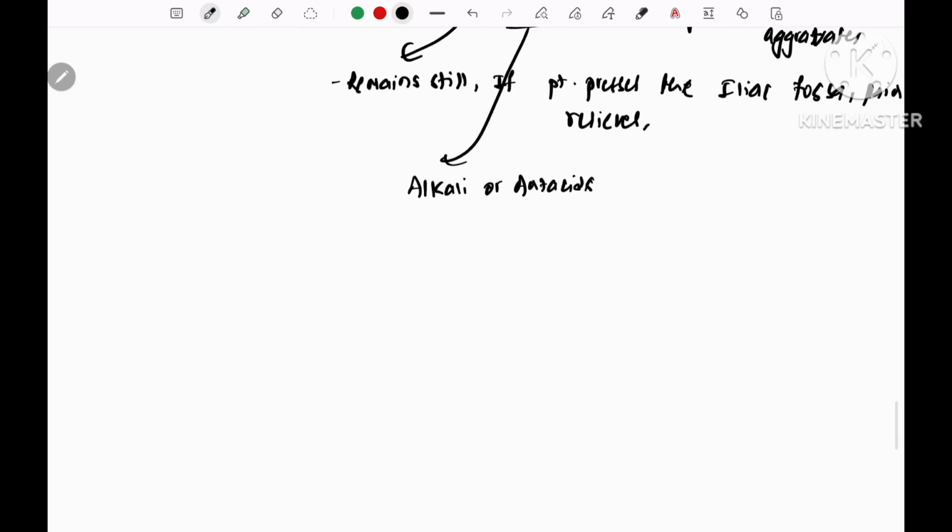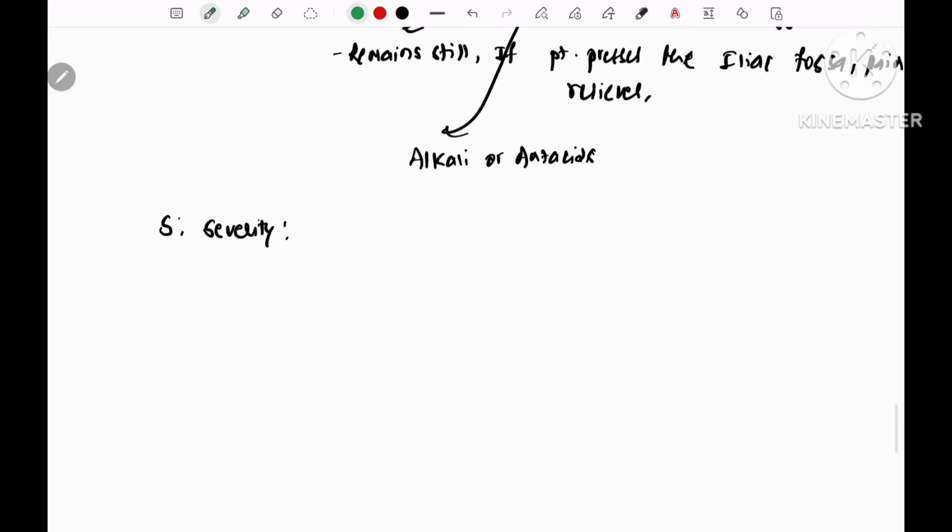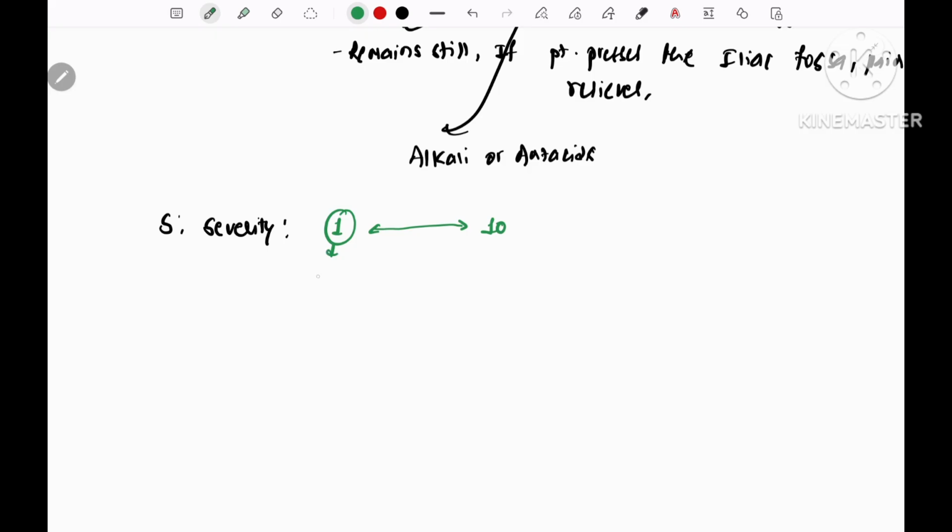Now the last point is S. S means severity. So how do we assess severity? We ask the patient to choose a number between 1 and 10, where 1 is no pain, and 10 is severe pain, and 5 is mild. We counsel the patient about 1 to 10.